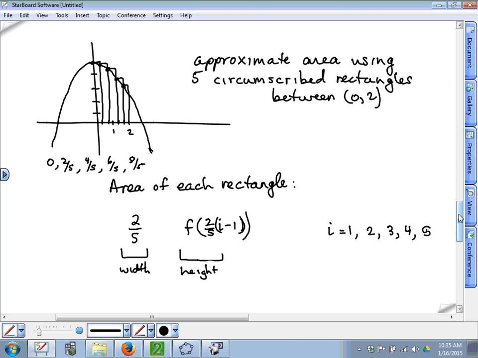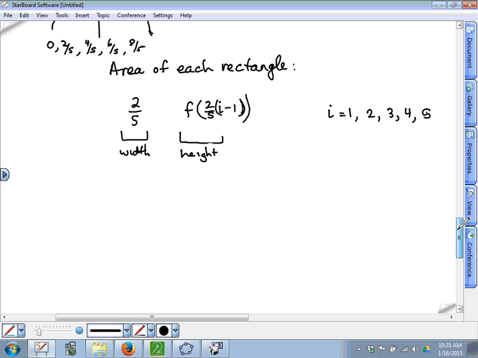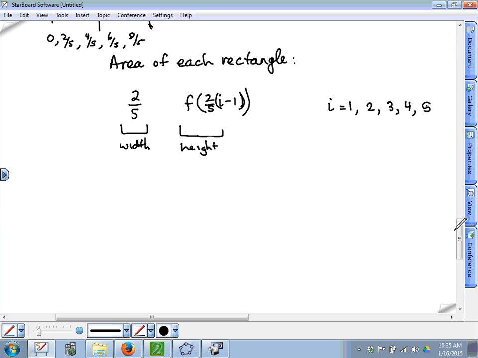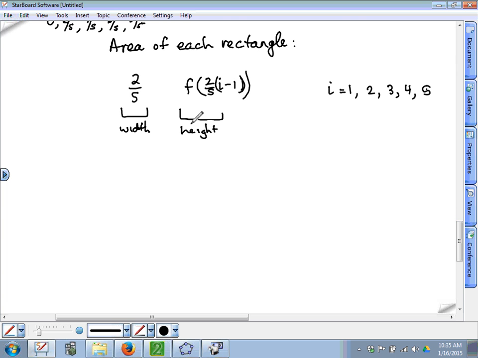Okay, go ahead. Why wouldn't you just change the i values from 0 to 4 instead? In the next example, that'll be answered. Okay. Hold up. So we can finish this one.